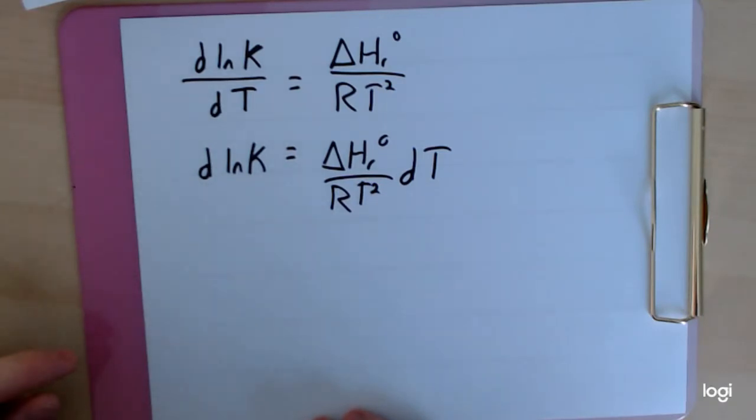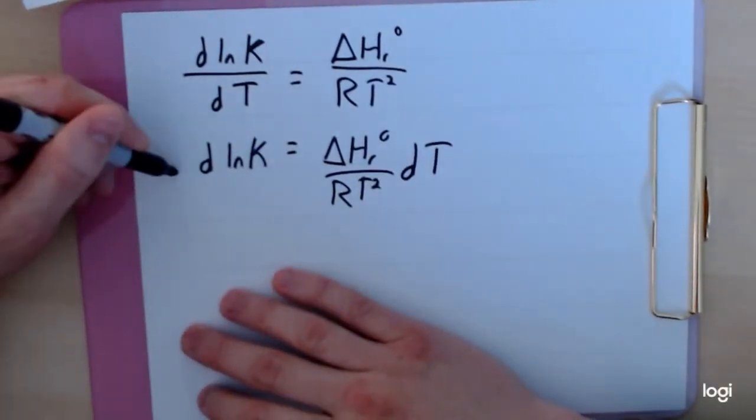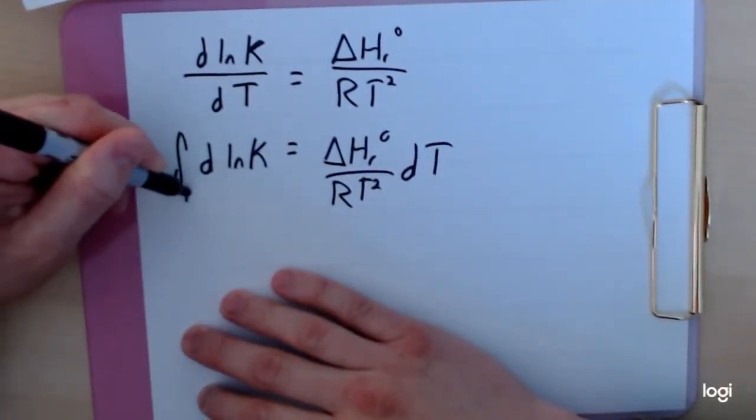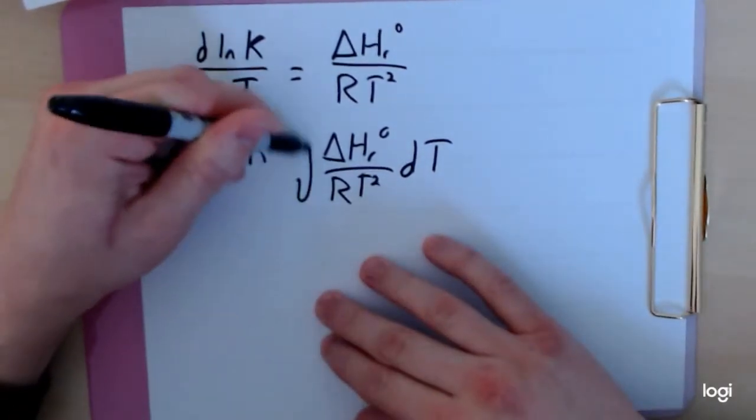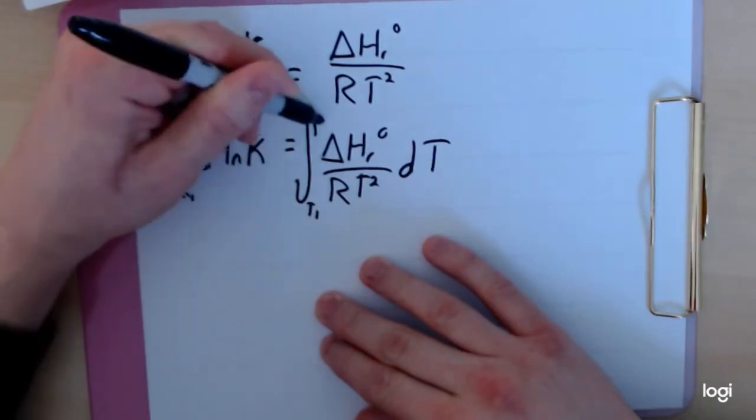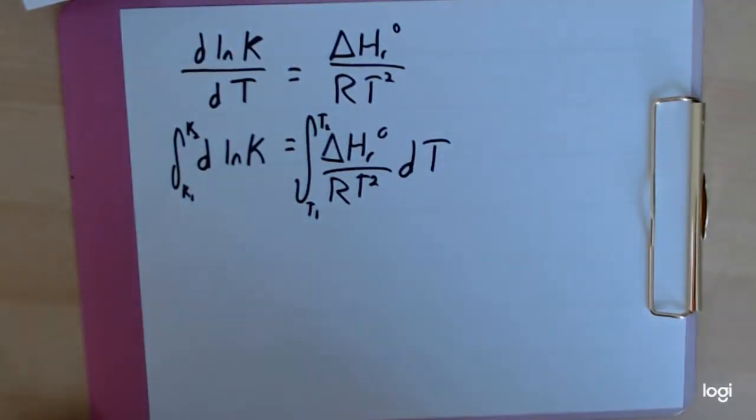So now let's look at the right-hand side of this equation. If we want to know the total change of the right-hand side as you go from T1 to T2, we can simply take the definite integral from T1 to T2. And we know also that this is equal to the definite integral of the left-hand side, going from K1 to our unknown K value K2. So just integrate both sides with respect to the differential that exists on each side.